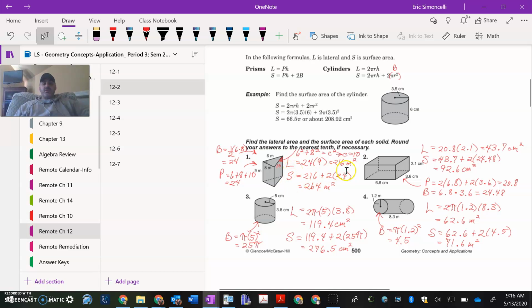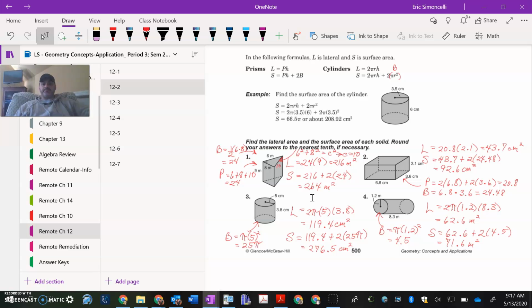Capital S, take your answer to the first part, so 216, and simply add it to 2 times the area of the base. And remember, the base area, because it's a triangle, capital B separately is equal to what? 1/2 base times height. This is the triangular area. 1/2 6 times 8, which then is simply 24. I plugged it into the formula appropriately, and I ended up with 264 meters squared.